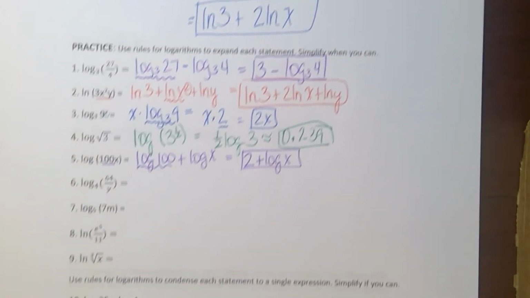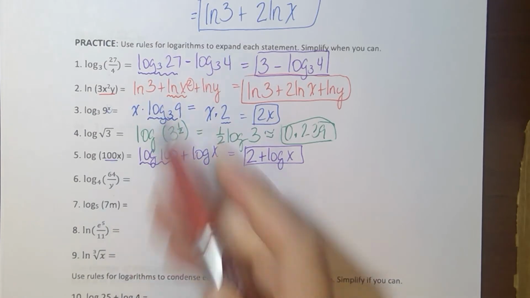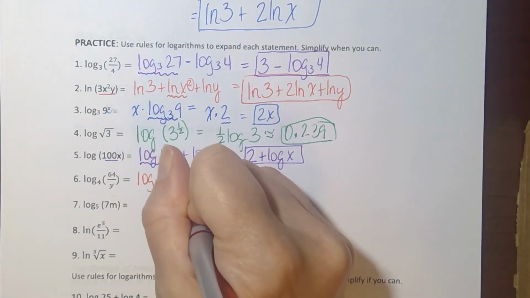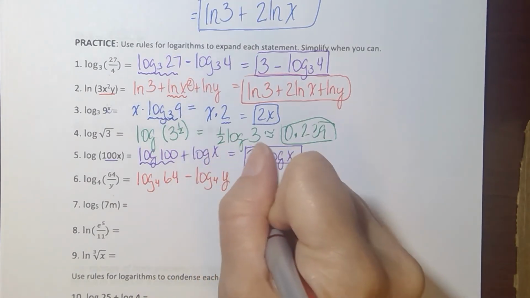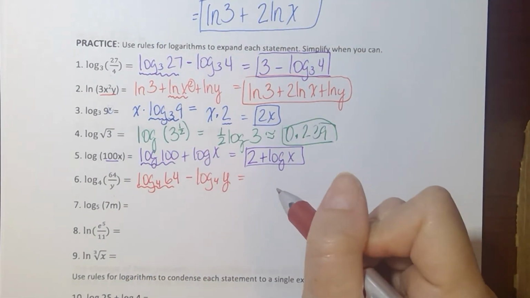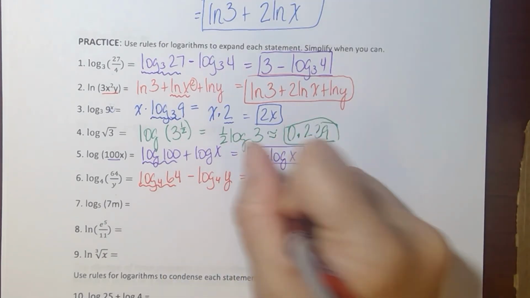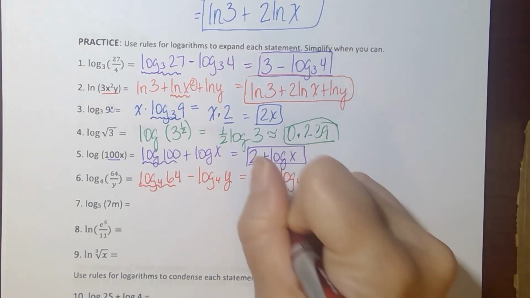Number 6, I have a quotient in my argument. Division pairs with subtraction. So I take log base 4 of the numerator minus log base 4 of the denominator. I can simplify that first statement. What is the exponent of 4 that gives me 64? Well, 4 cubed is 64, so I have 3 minus log base 4 of y.